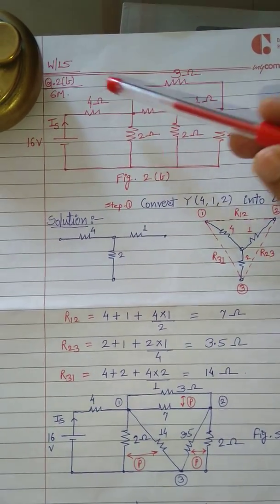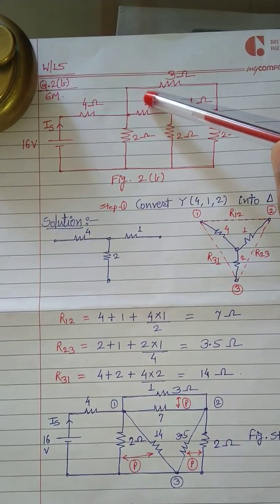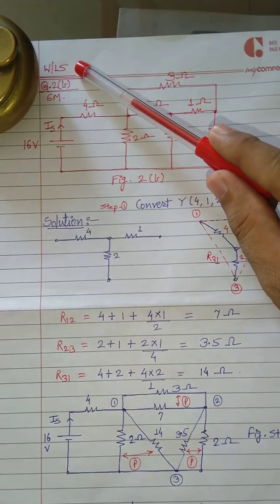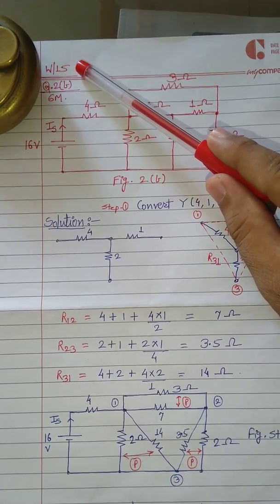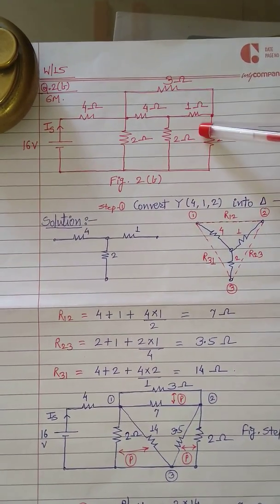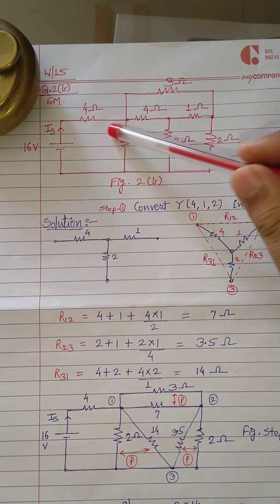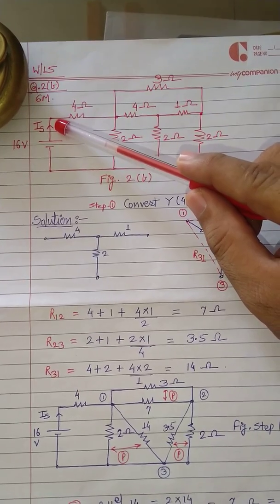Hi friends, today I have given you a homework on star delta transformation. The numerical which you have to solve is Winter 15, which was asked in question 2b for 6 marks. This is the given circuit which you have to solve by using star delta transformation, and in this circuit you have to find out the source current.